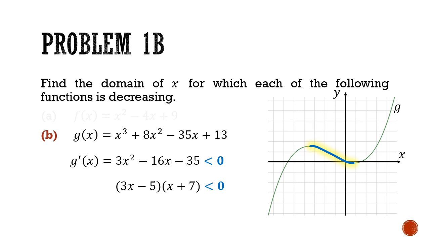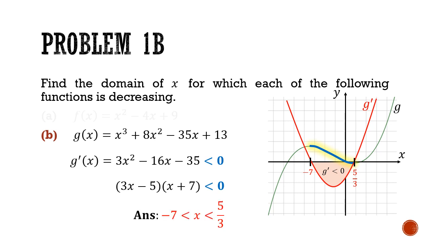Graphically, g prime x is shown by this red parabola. It intersects the axis at minus 7 and 5 over 3. Now, which portion of the gradient do we want? We want this part which is below the x-axis, where the gradient is negative. So we can conclude that the portion of the graph is for x between minus 7 and 5 over 3.